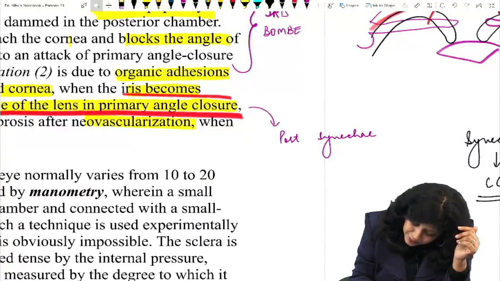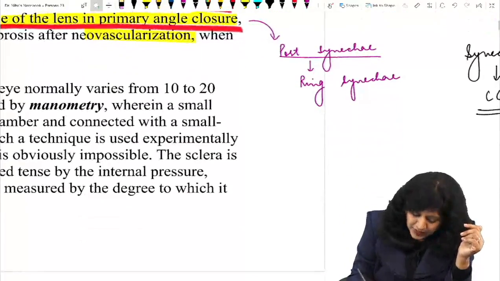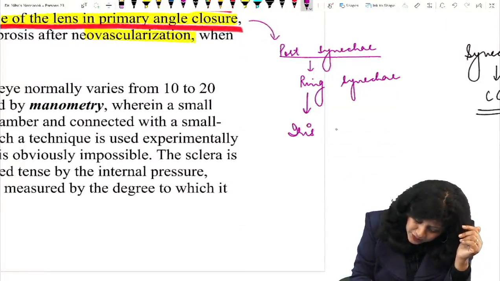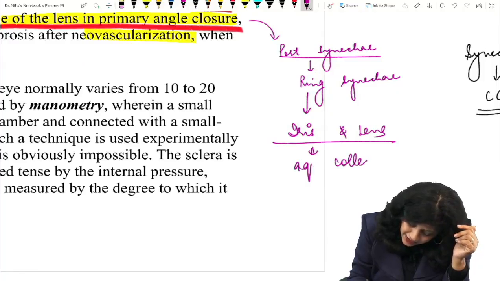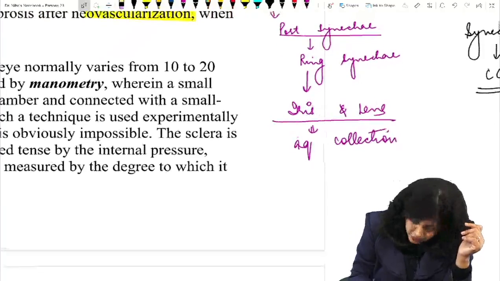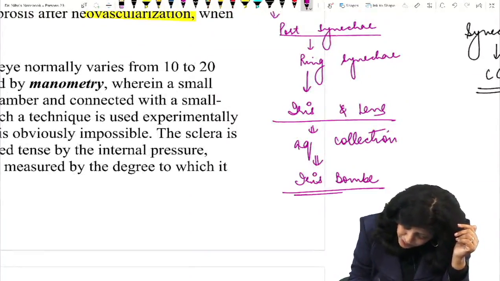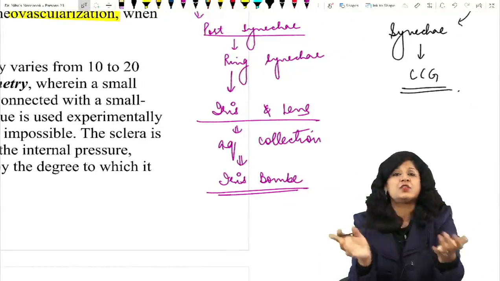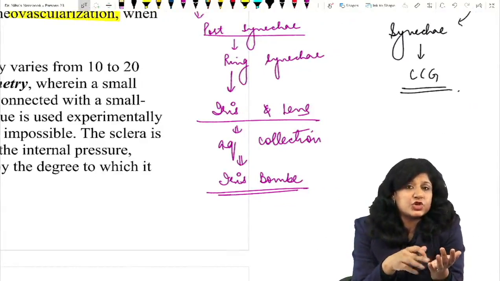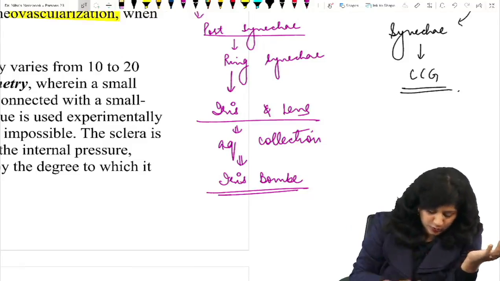If you remember, in the posterior synechiae, I told you about the ring synechiae. The ring synechiae was the most important synechiae that was leading to glaucoma. In the ring synechiae, there was adhesion between the iris and the lens, and that was leading to aqueous collection. And this aqueous collection was again leading to the iris bombé formation, and the whole chain will be repeated. Again you have ballooning of the iris towards the cornea, you have closure of the angle of anterior chamber, then you have anterior synechiae, and then you have synechial angle closure glaucoma.